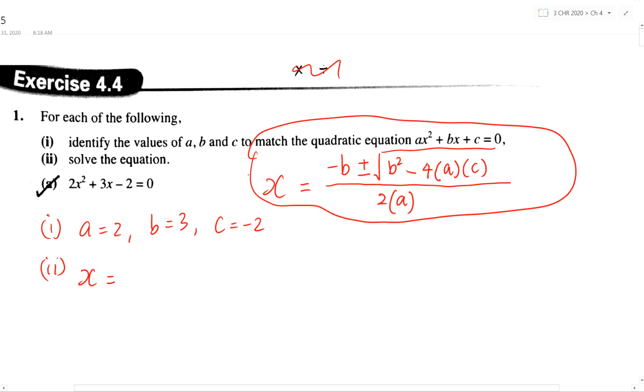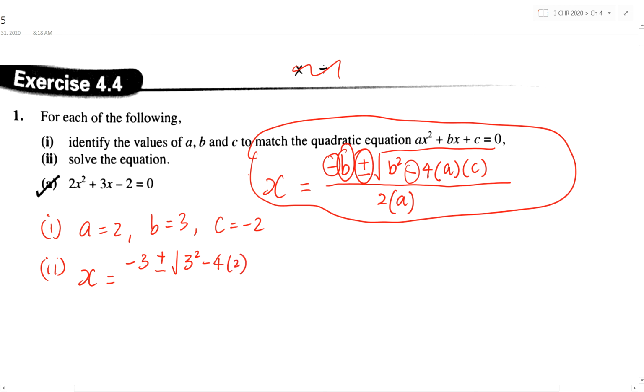X is now equal to, okay, so now we'll copy. I see a minus sign, I copy down the minus sign. Right now I have to copy down b. What is the value of b? 3. Next thing to copy down, plus minus. Next thing, square root. Next, b squared. What is the value of b? 3. And you square it. Next, copy down the minus. Copy down the 4. Now I see an a. What is the value of a?